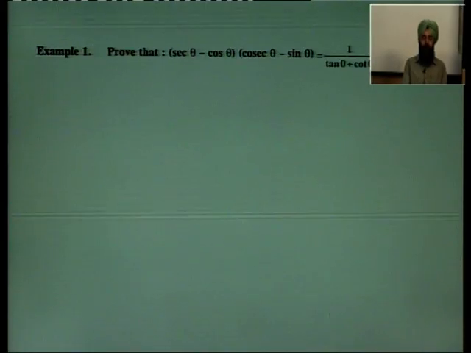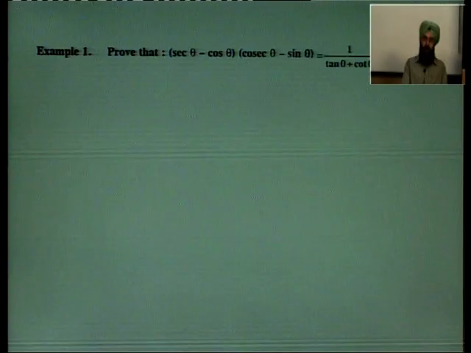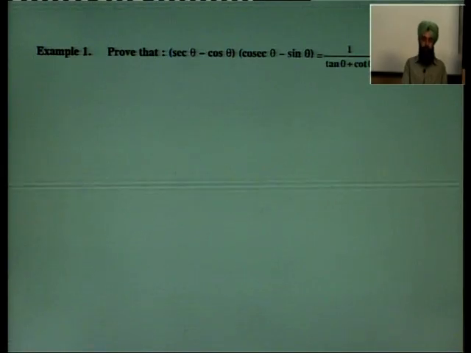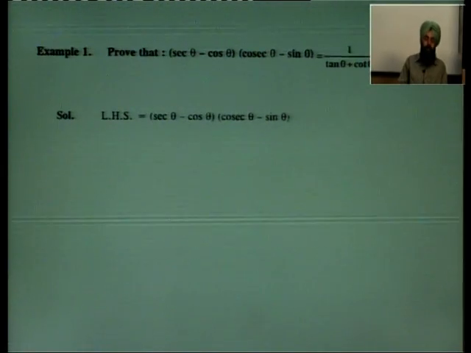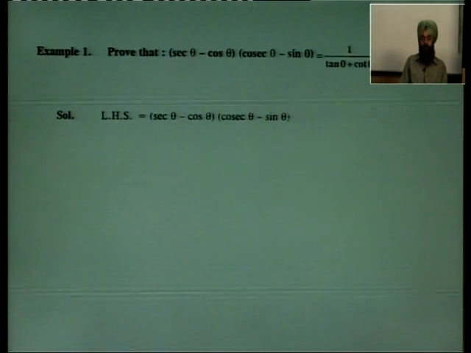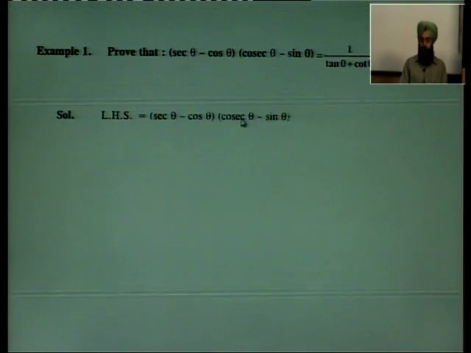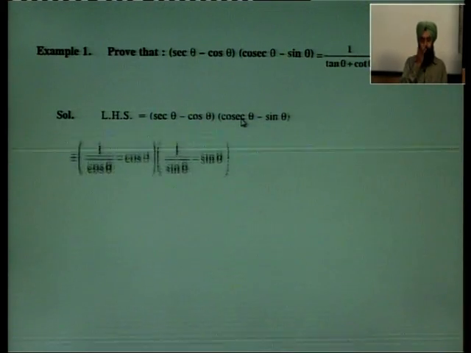So, our first problem is: (secant theta minus cos theta) into (cosecant theta minus sin theta) is equal to 1 by (tan theta plus cot theta). We have to prove this. So, we can take the left hand side, that is (secant theta minus cos theta) into (cosecant theta minus sin theta). To secant theta we can write 1 over cos theta, and to cosecant theta we can write 1 over sin theta.